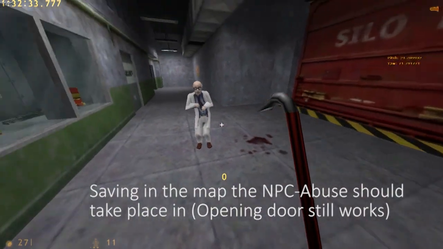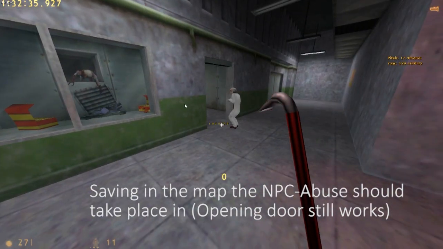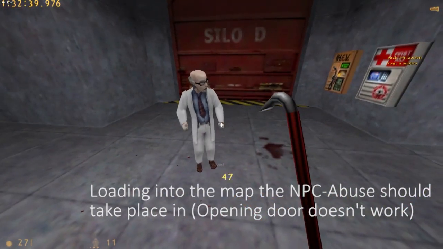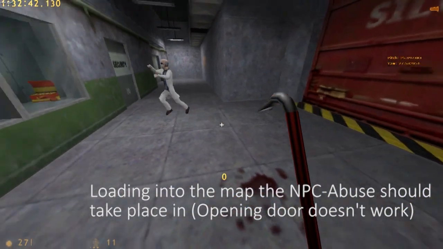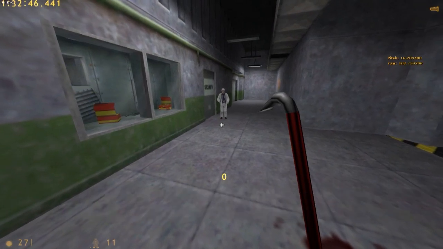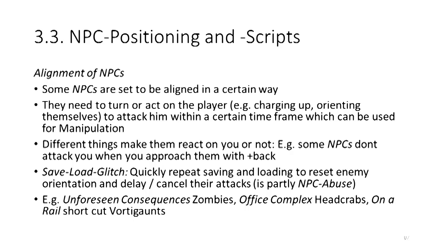NPCs will then be unable to open the door. As you can see, the second time when loaded into the map, he tries to go through, but again gets stuck in a trial and error loop. As mentioned before, NPCs are usually not fully attentive and ready to start actions when just entering a map.